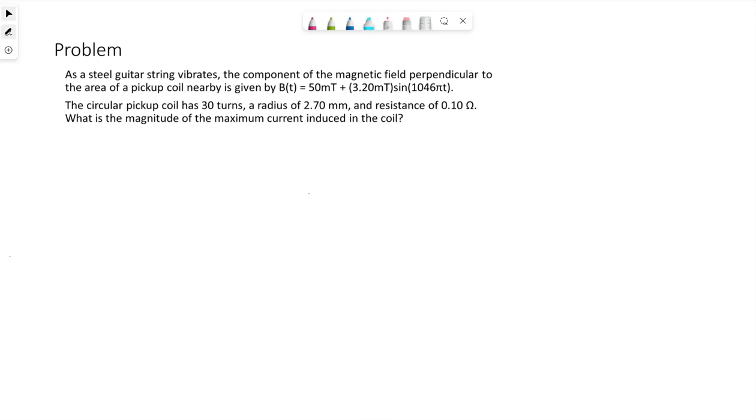We have another example problem here. As a steel guitar string vibrates, the component of the magnetic field perpendicular to the area of a pickup coil nearby is given by the equation B as a function of time is equal to 50 milliteslas plus 3.2 milliteslas times the sine of 1046 pi times t. The circular pickup coil has 30 turns, a radius of 2.7 millimeters, and a resistance of 0.1 ohms. What is the magnitude of the maximum current induced in the coil?